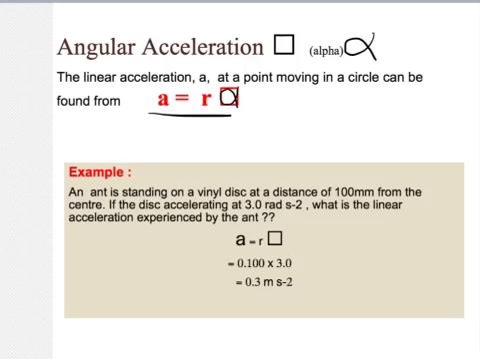So we simply plug in the equation a equals r times alpha, 0.1, which is 100 millimeters changed into meters, times the 3 radians per second squared. And that gives us 0.3 meters per second squared, the linear acceleration instantaneously at every moment in time. That would of course be applied towards the center of the circle in this case.